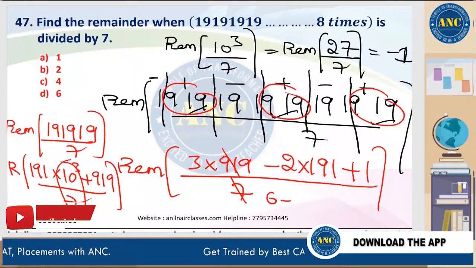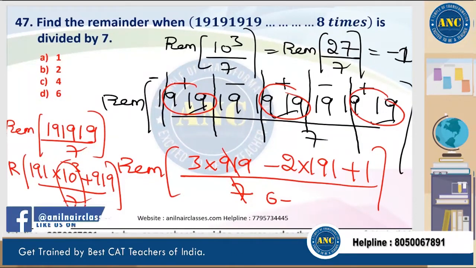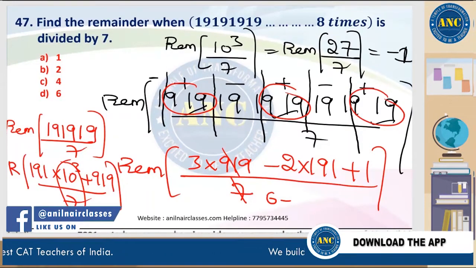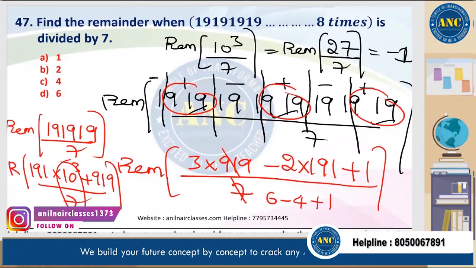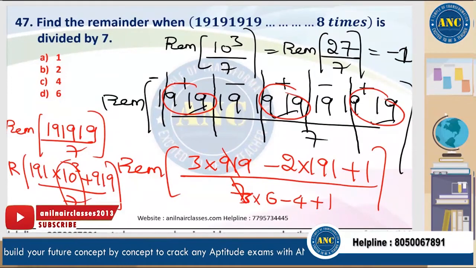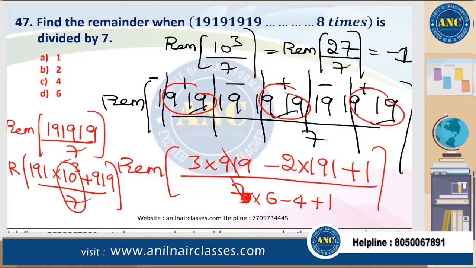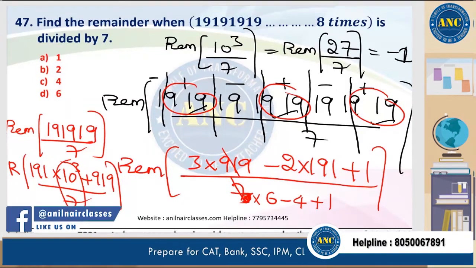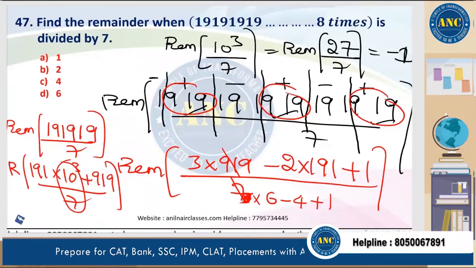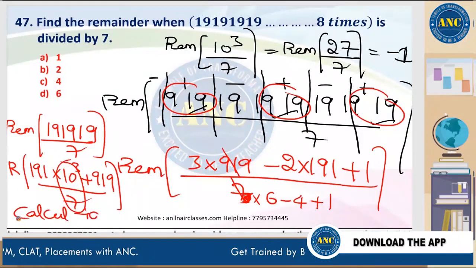So first one is 6 minus, 7 ones are 7, 7 twos are 14, 7 sevens are 49, 2 minus 4 plus 1, minus 4 plus 1. So into 3 we got, into 3. So this is nothing but calculate it and get the answer. I hope the idea is clear. 10 cube divided by 7, 7 ones are 7, remainder 3, 3 cube divided by 7 is 27 by 7, minus 1. Apply the same concept, do the calculation, you will get the answer.